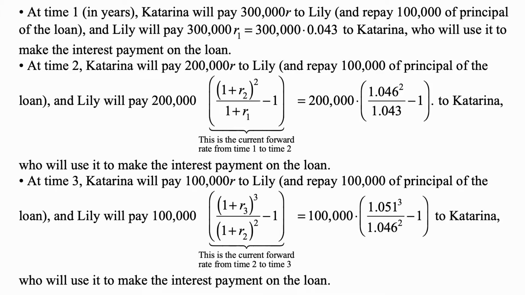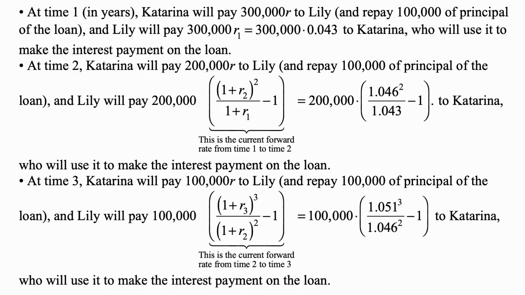I shall pay that to Katerina, who will use it to make the interest payment on the loan. And at time 3, Katerina will pay 100,000 R to Lily and repay 100,000 of principal of the loan, and the loan will be repaid.